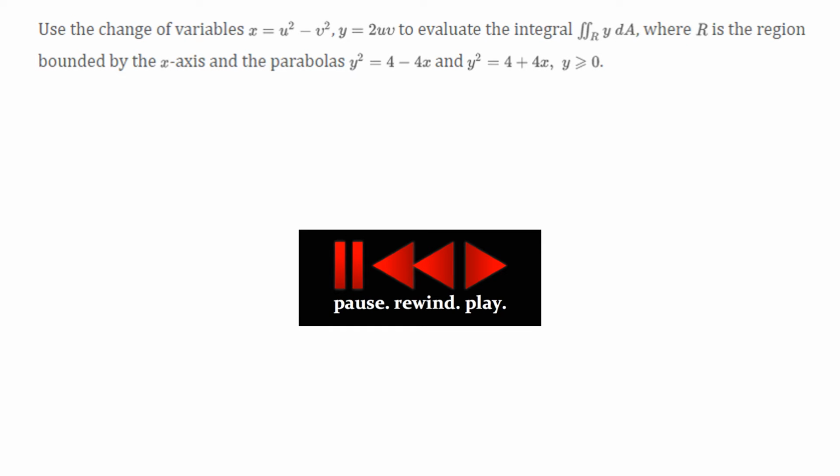Let's do another example. Let's use the change of variables x equals u squared minus v squared, y equals 2uv, to evaluate the double integral over R of y dA, where R is the region bounded by the x-axis and these parabolas, y squared equals 4 minus 4x and y squared equals 4 plus 4x, for y being bigger than or equal to 0. You know what to do. Let's see how you did.